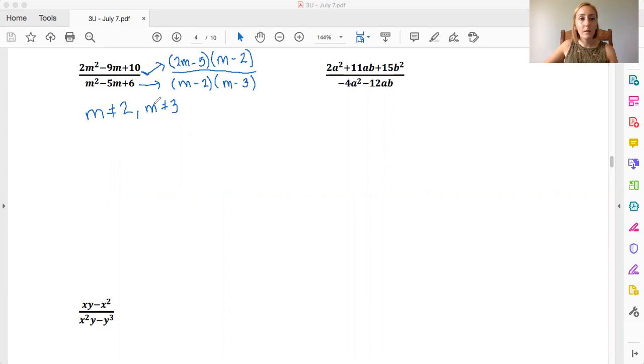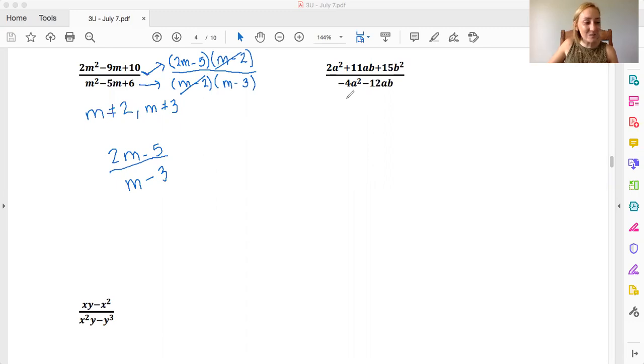Now our third step is to cancel anything out. Even though they're not directly under each other, they're still in a rational expression. So you would still cancel these guys out. They're the same. And that would give us 2m minus 5 over m minus 3. My writing's great.